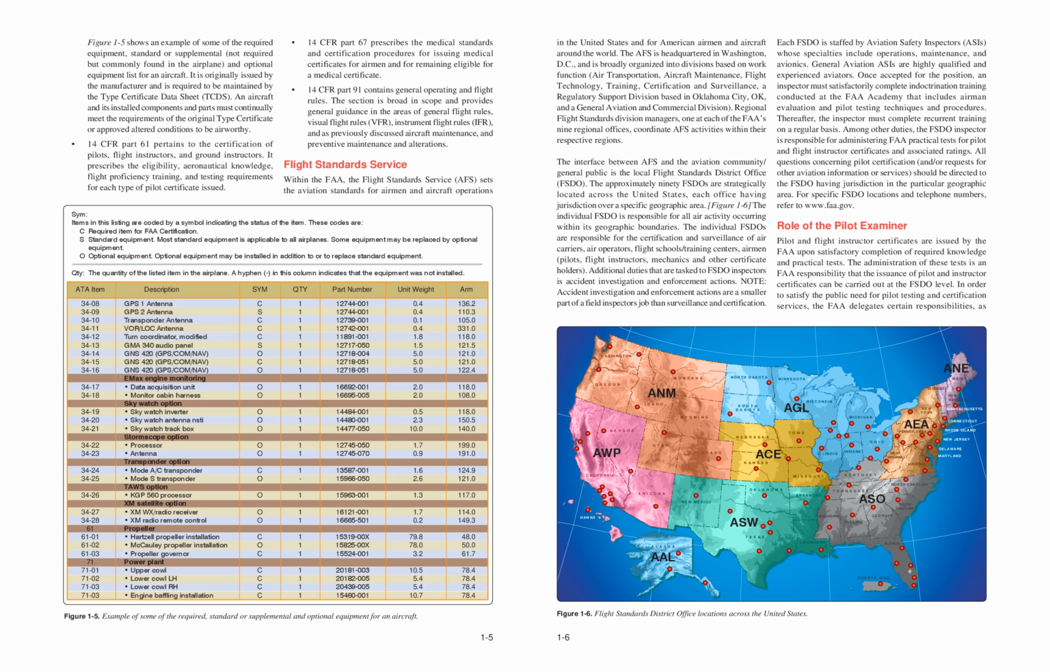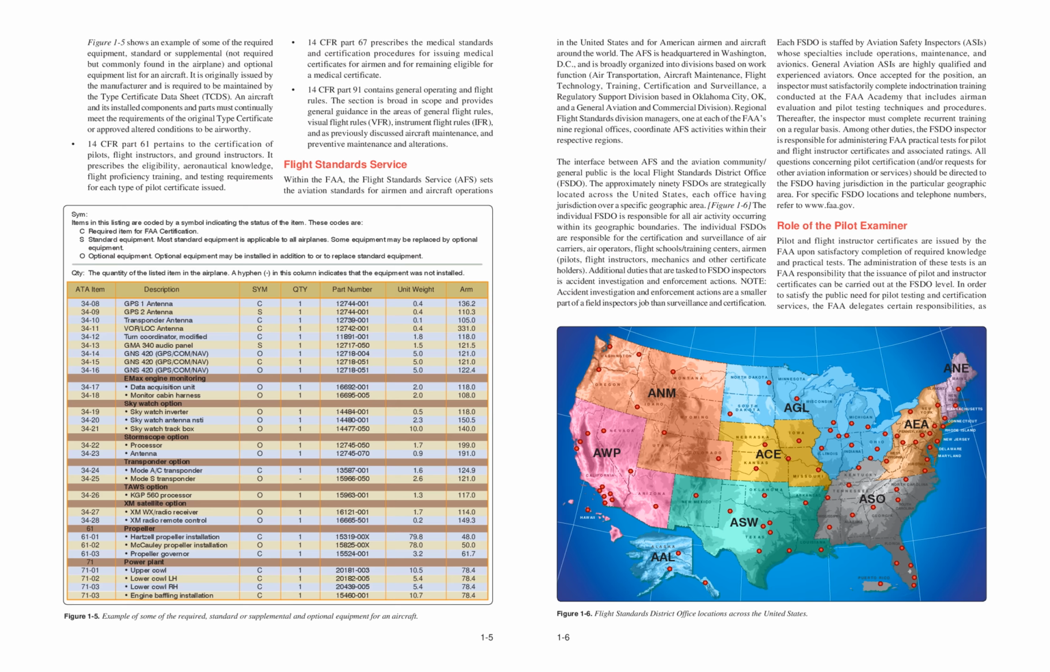Items in this listing are coded by a symbol indicating the status of the item. These codes are: C, required item for FAA certification. S, standard equipment. Most standard equipment is applicable to all airplanes. Some equipment may be replaced by optional. O, optional equipment. Optional equipment may be installed in addition to or to replace standard equipment. The quantity of the listed item in the airplane. A hyphen in this column indicates that the equipment was not installed. ATA item, description, SIM, QTY.